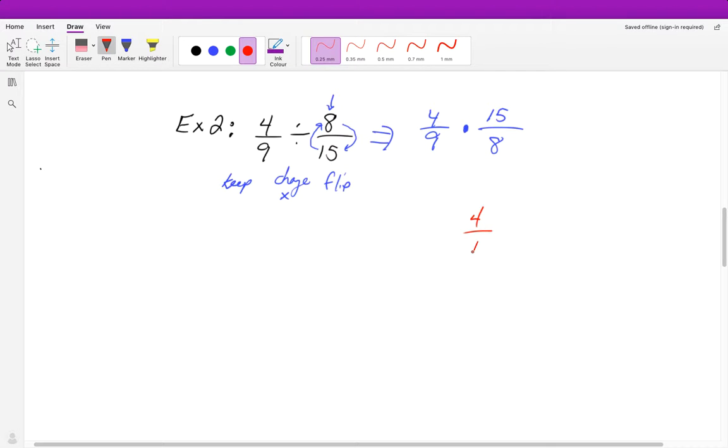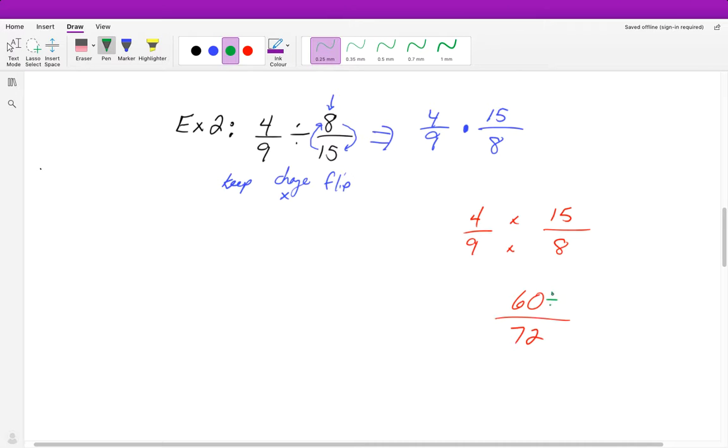And the first way that we can do this is we can just go ahead and multiply our numerators and multiply our denominators. So 4 times 15 is going to give me 60, and 9 times 8 is going to give me 72. If you know what the largest common factor is, you can go to it right away. I'm just going to show you what steps you can take if you're not sure.